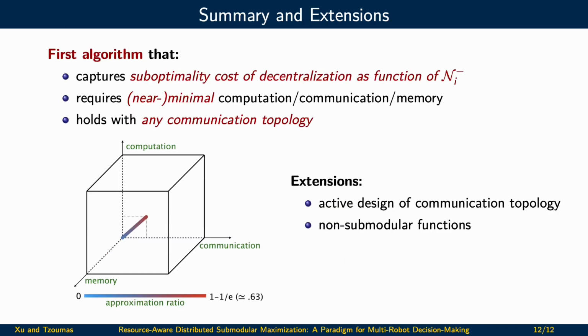In all, we have proposed an algorithm for distributed monotone submodular maximization that captures the suboptimality cost of decentralization as a function of the in-neighborhood, which is a decentralized quantity. Compared to the state-of-the-art, it requires near minimal computation, communication, and memory usage. Moreover, it holds with any communication topology, from full centralization to full decentralization.